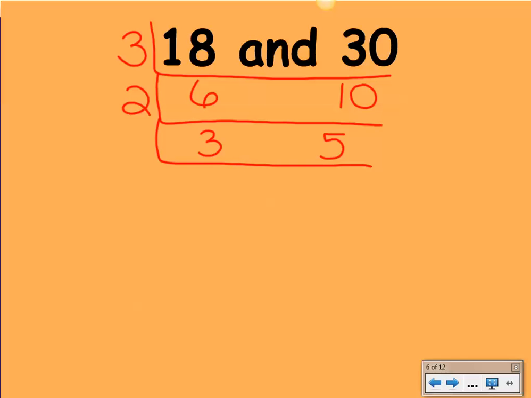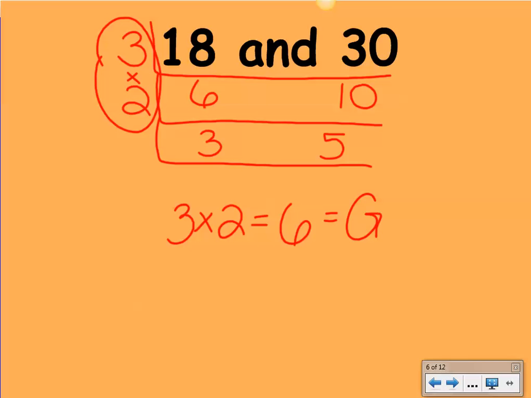The only number that can go into both 3 and 5 would be 1, so I know I'm done with my upside down double division. I'm going to take my two numbers outside of my house and multiply them together. So 3 times 2 equals 6, so that is the GCF, or greatest common factor.